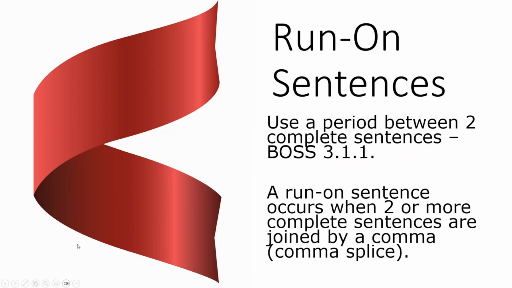The next item that I want to talk about is run-on sentences. We have to use a period between two complete sentences, to follow Book of Style and Standards 3.1.1. A run-on sentence occurs when two or more complete sentences are joined by a comma, and this is also called a comma splice. So let's look at an example.